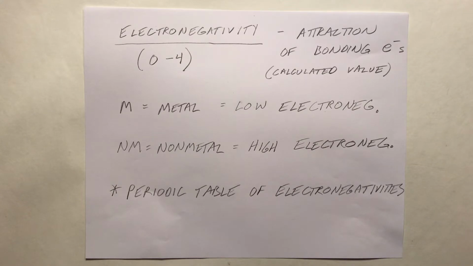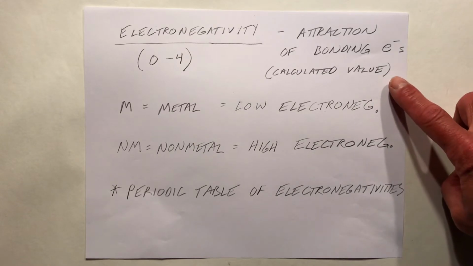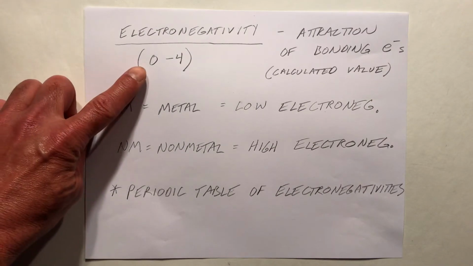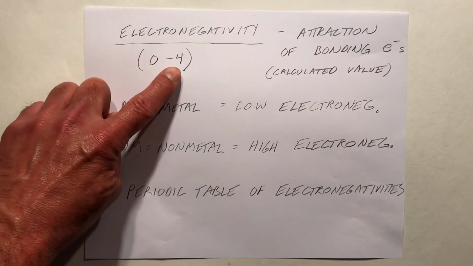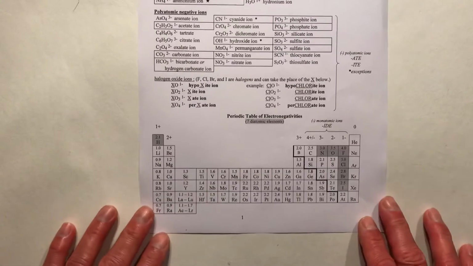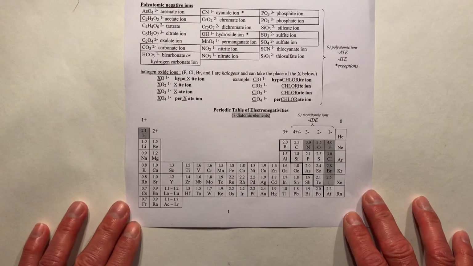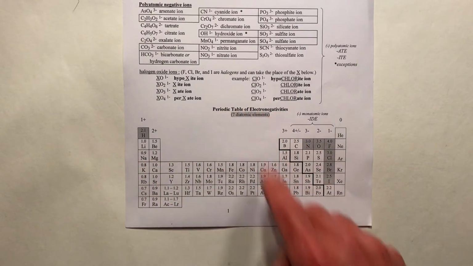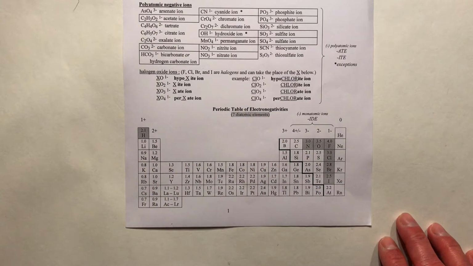Electronegativity is not an observed value, it's a calculated value. It could be on a low end of 0 to a high end of 4. It's a pretty small range of numbers. And lucky for us, electronegativity values have been calculated for the elements already. We don't have to worry about how to do that calculation. And those electronegativity values are written down here on this periodic table of electronegativities.